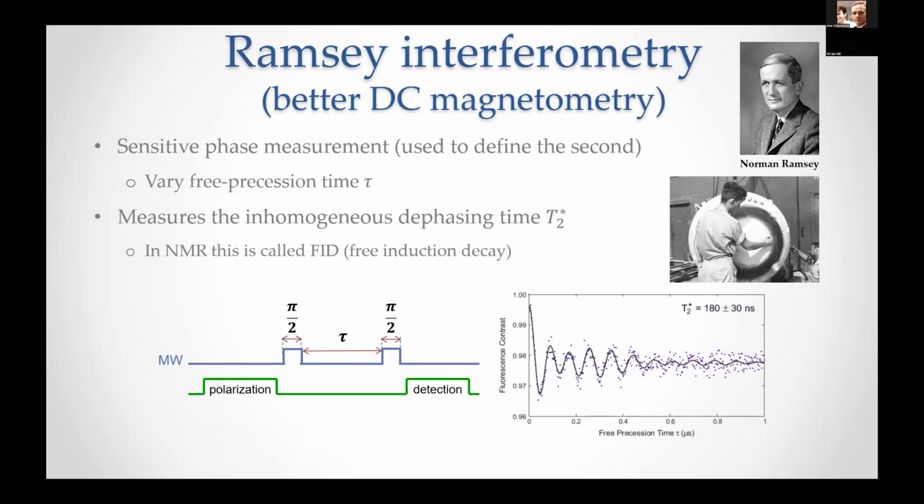And we use this technique a lot. In NMR, it's called free induction decay. Sometimes it's called Ramsey interferometry, but it's the same thing. What this tells us is how long the phase of our spin, of our NV, can precess coherently before everything dies out. This time for losing the phase, for dephasing, is in NMR usually called T2 star. So we can measure the T2 star time of our system using this technique.